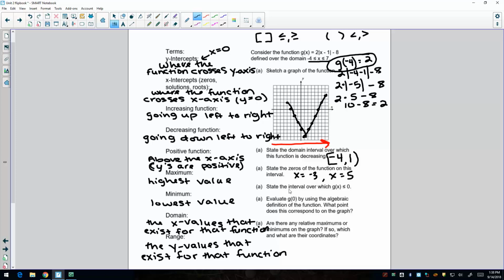All right, the next question says state the interval over which g of x, which is our function, our graph, is less than or equal to 0. So it can be equal to 0. And it also has to be less than 0. So what that means is where will your outputs be negative? Where are they going to be smaller than or equal to 0? So my outputs are negative or equal to 0 from the x-axis down.